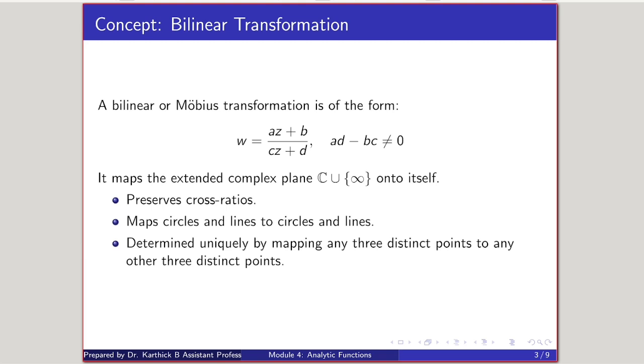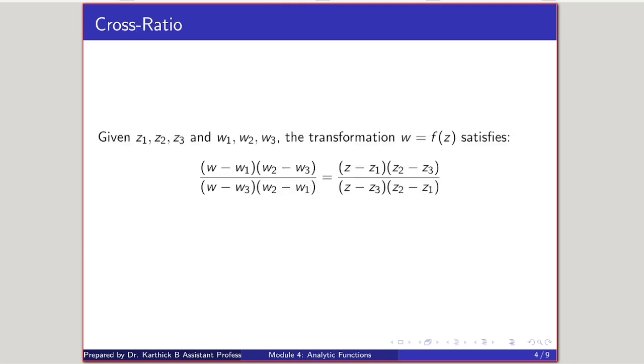This is the main thing we are going to do in the problem. They will give three points on z and on w, and we want to make a transformation w equals f of z with the cross ratio formula: (w minus w1)(w2 minus w3) over (w minus w3)(w2 minus w1), the same in terms of z also. This can be used to find the explicit form of f of z. f of z means w, and w represents the Mobius or bilinear transformation.